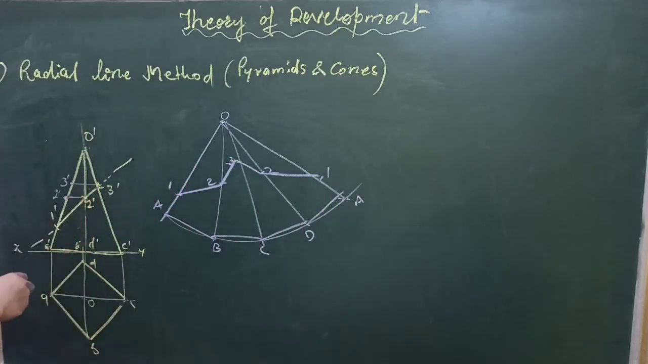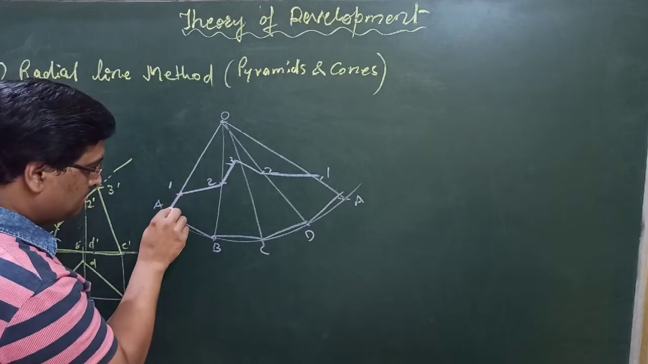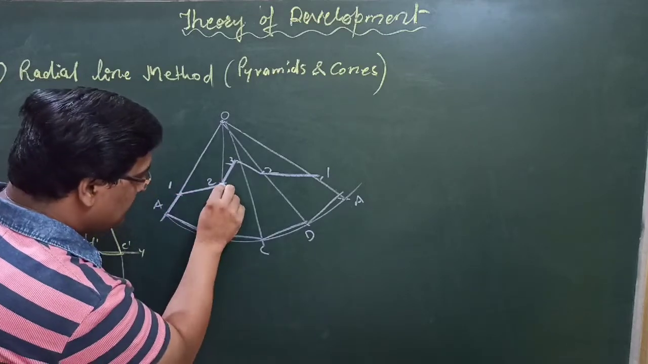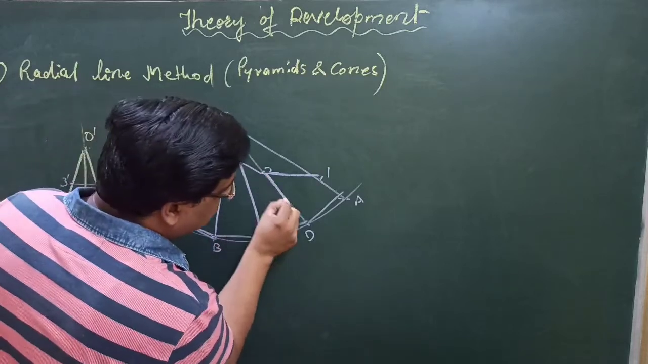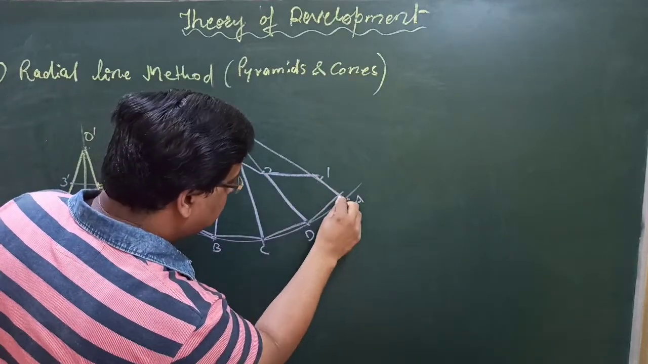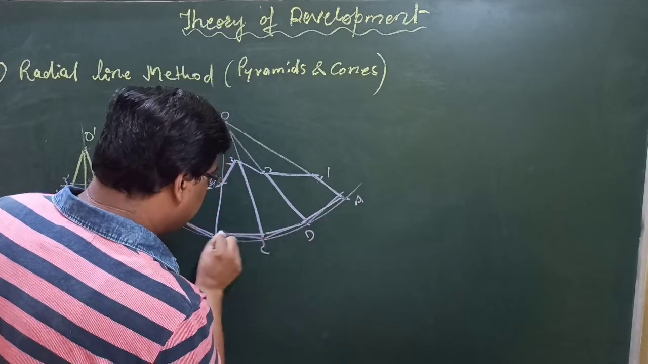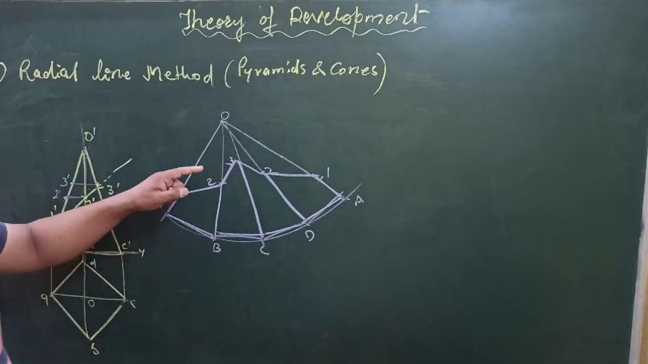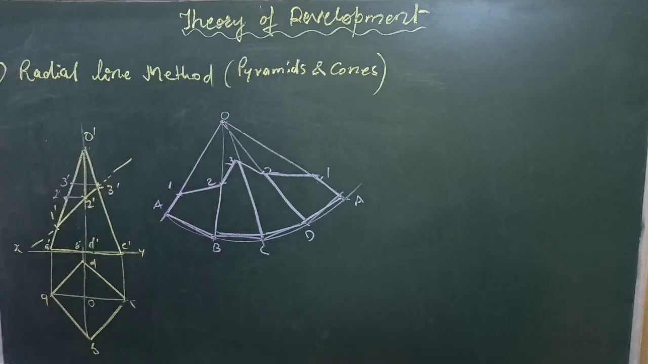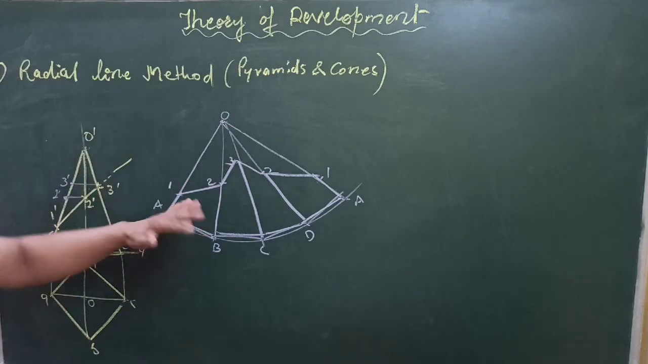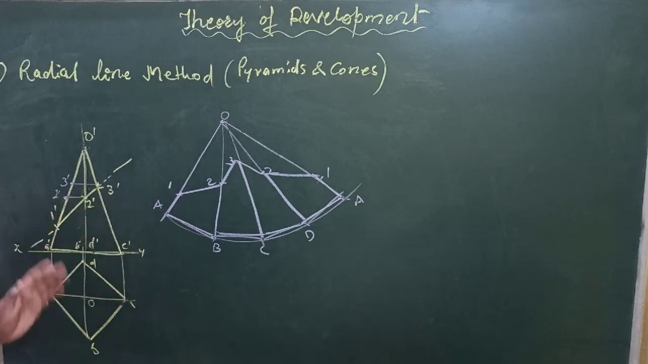If the lower part is asked, then these lines must be darkened. If the upper part would have been asked, then these lines must be darkened apart from this line of intersection. So in this manner you can develop any pyramid with cutting planes.